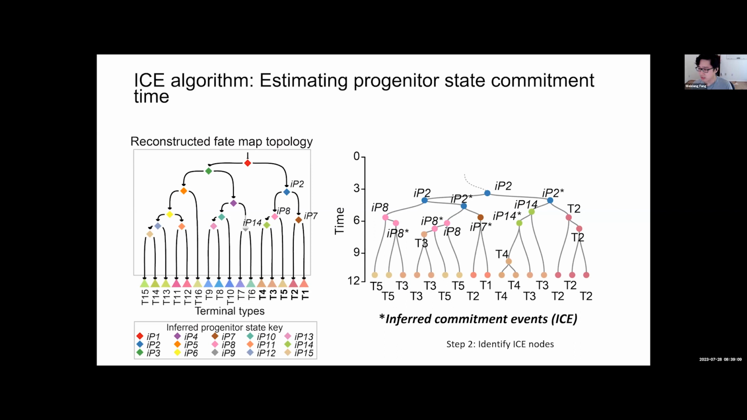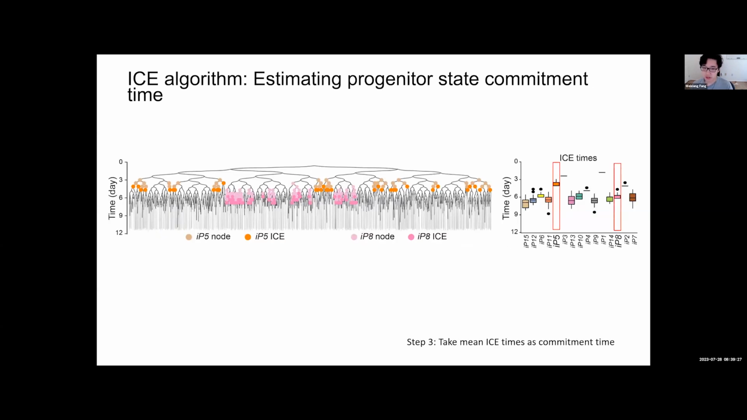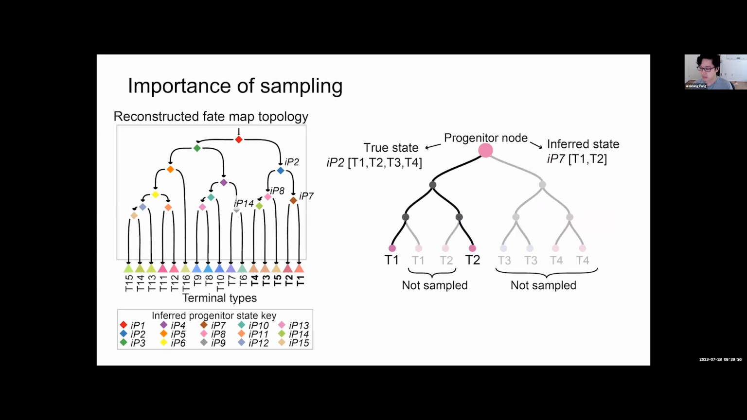And with the assigned states defined, we can see that fate commitment happens when the progenitor cells change state. These events are what we call inferred commitment events, and hence the name of this algorithm. So in order to estimate the commitment time, all we need to do is to look at the phylogenetic time of these ICEs that were identified.